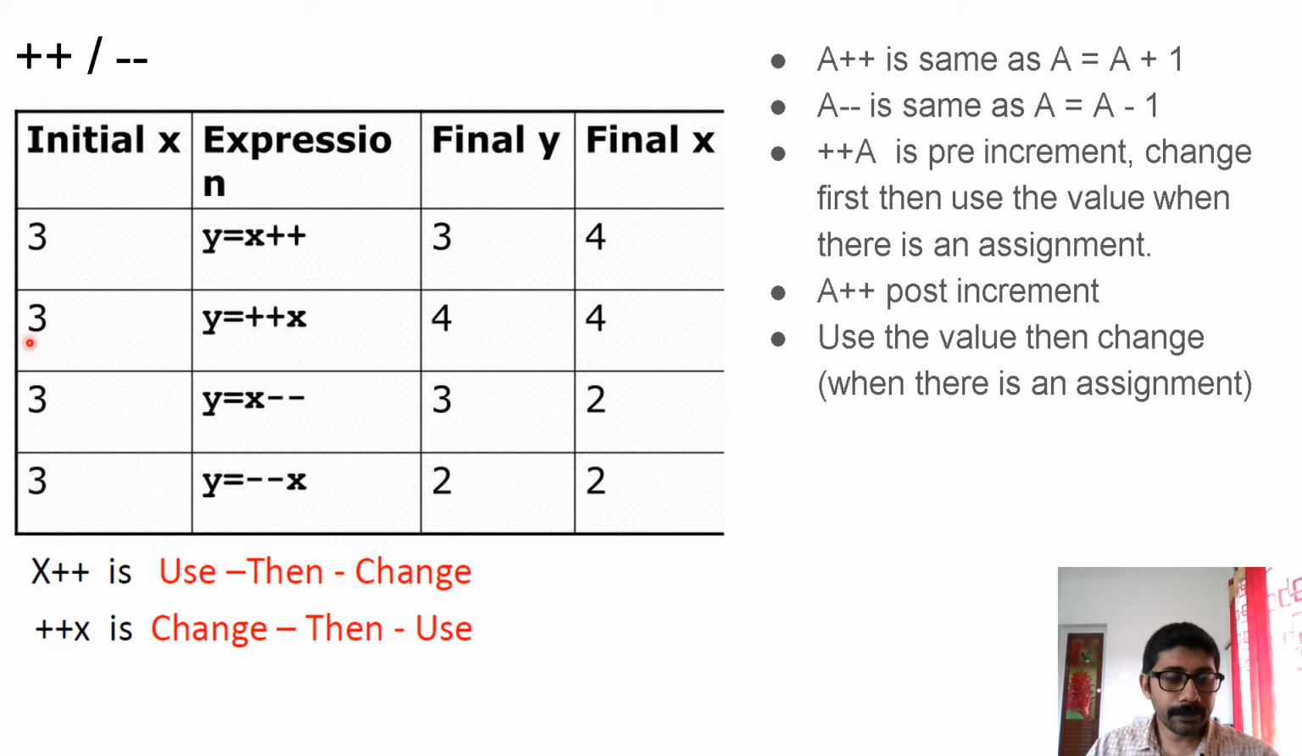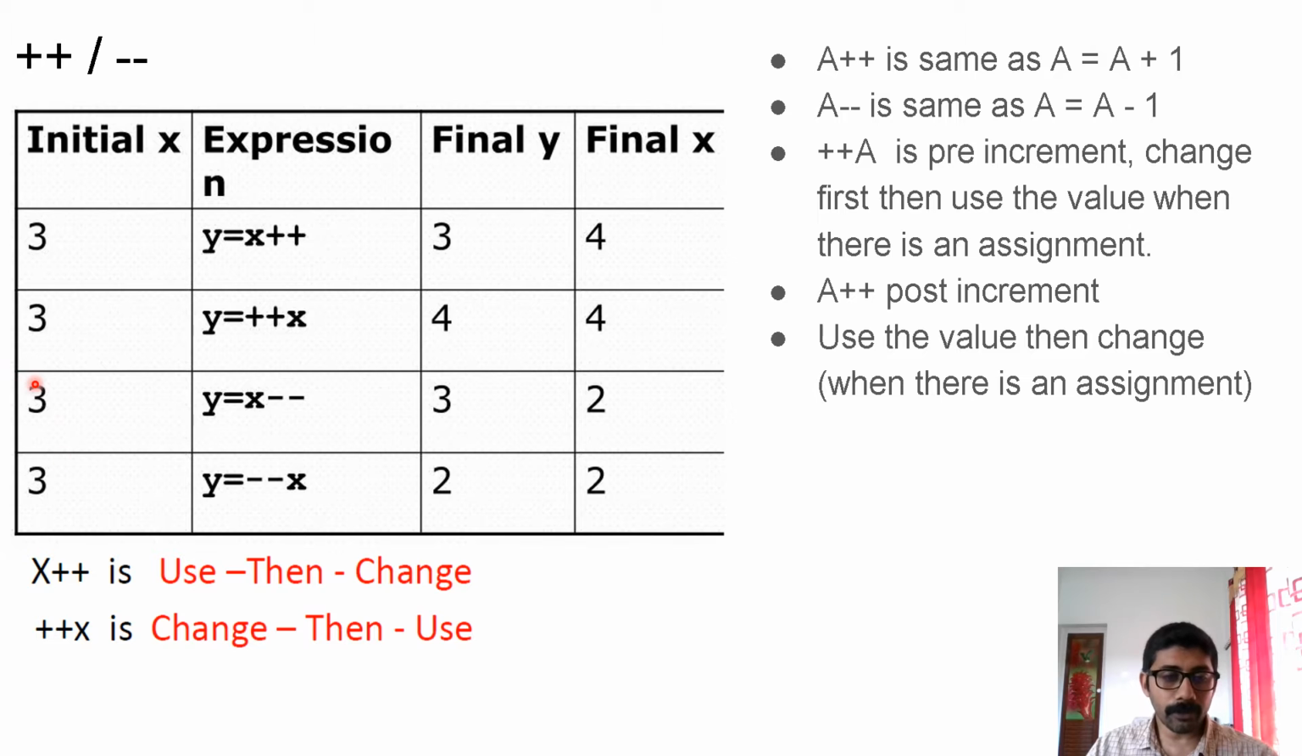Now in the second step, the initial value of x is 3, y equal to plus plus x. That means increment the value, then only you can use the value. So y will be 3 plus 1, 4, and the final value of x will be 4.